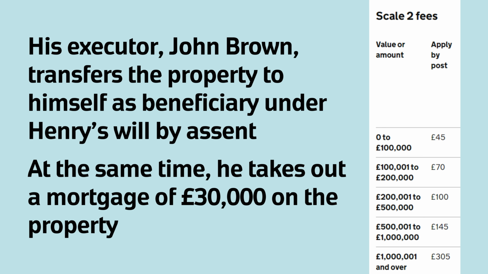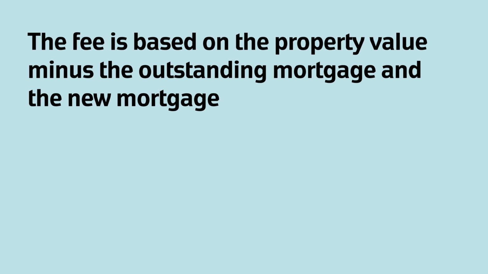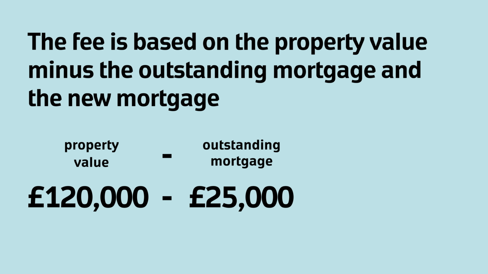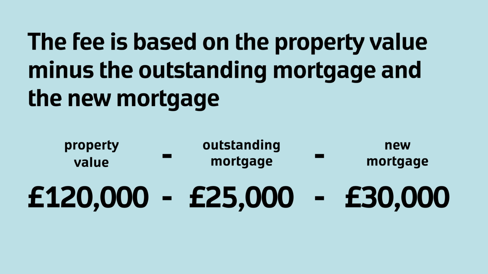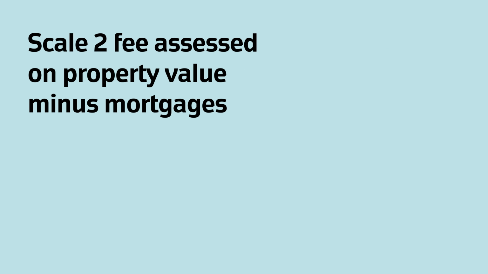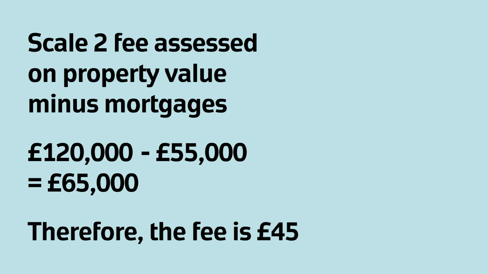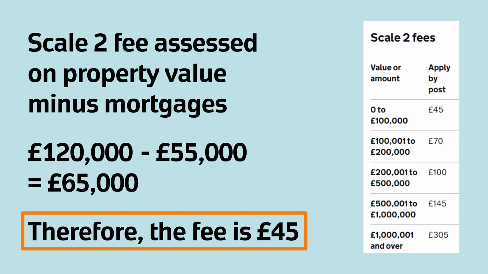At the same time, John takes out a mortgage of £30,000 on the property. The fee is based on the property value, £120,000, minus the outstanding mortgage, £25,000, and the new mortgage, £30,000. That's £120,000 minus £55,000, which leaves £65,000. The fee is therefore £45.